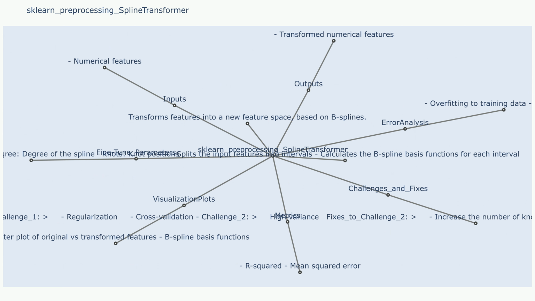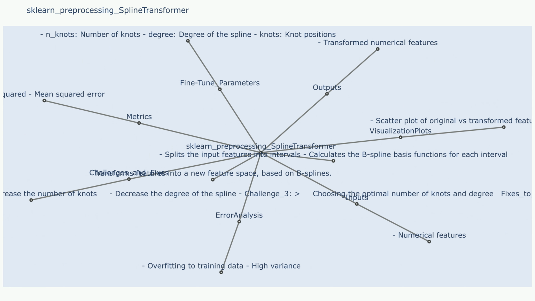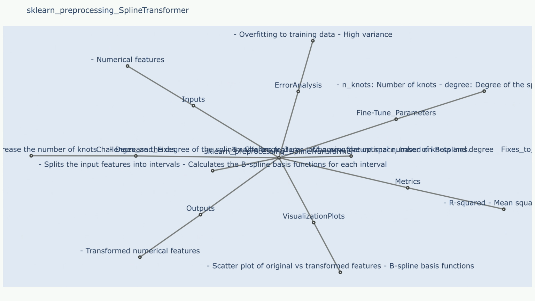Visualization plots. Visualization plot 1: scatter plots visualize the relationship between the original feature and the target variable before and after the spline transformation to see how the transformation captures the nonlinear patterns. Visualization plot 2: partial dependence plots illustrate the relationship between a transformed feature and the target variable, helping to understand the impact of the transformation on the model's predictions.